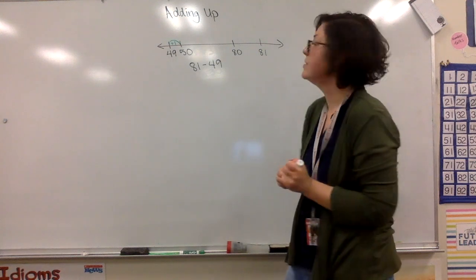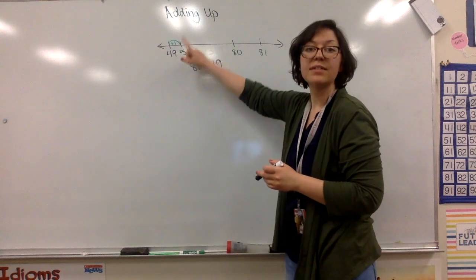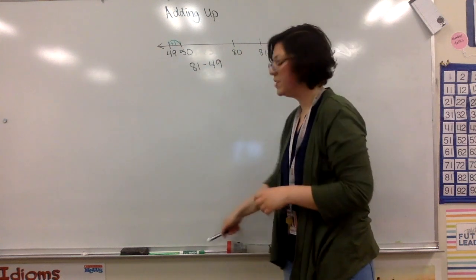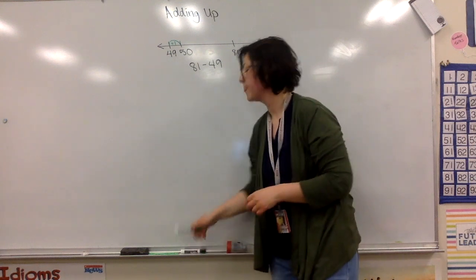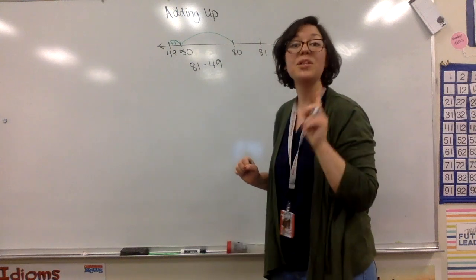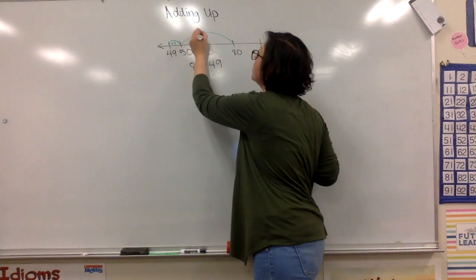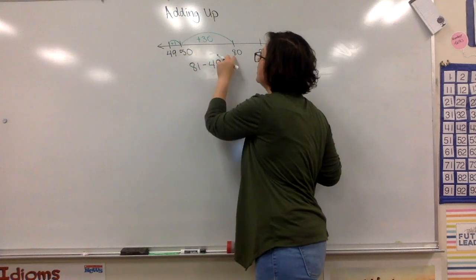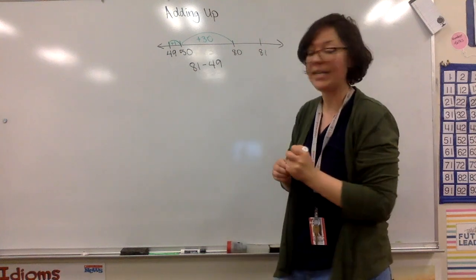My question is, what do I add to 50 to get the number 80? 50 plus what equals 80? 50 plus 30 is 80. So I'm going to put 30 in here. 50 plus 30 gives us 80. We are now at 80.